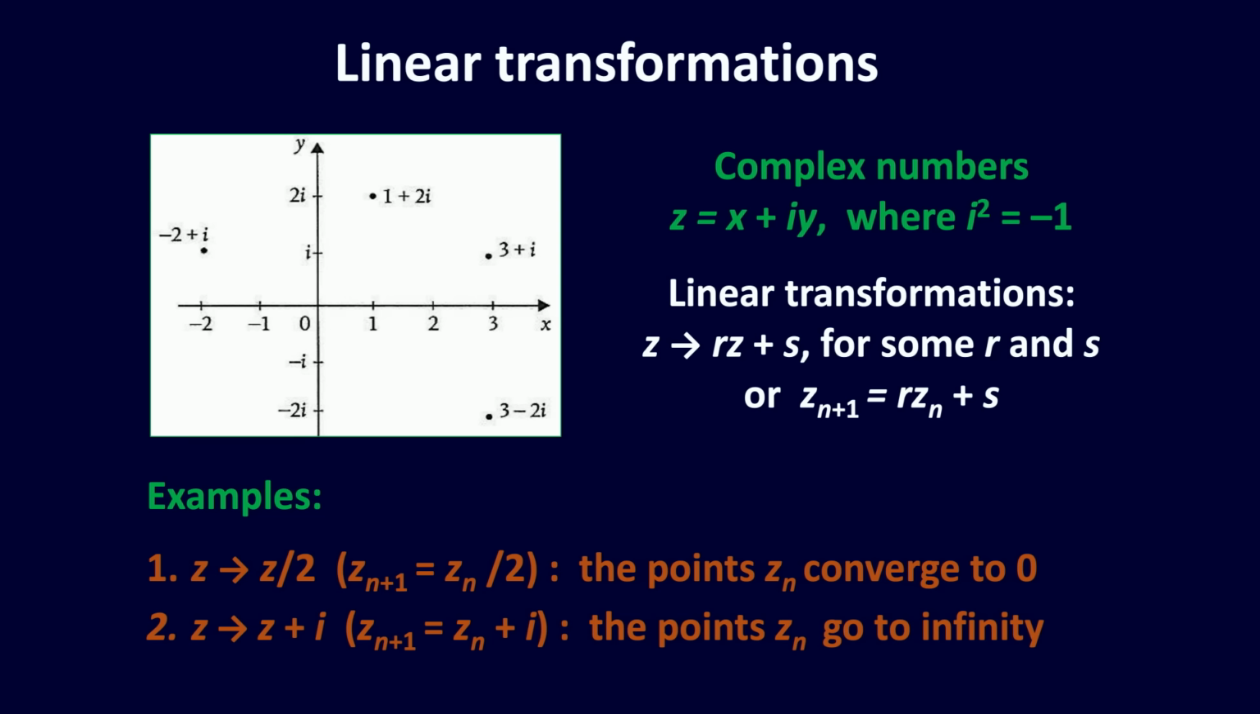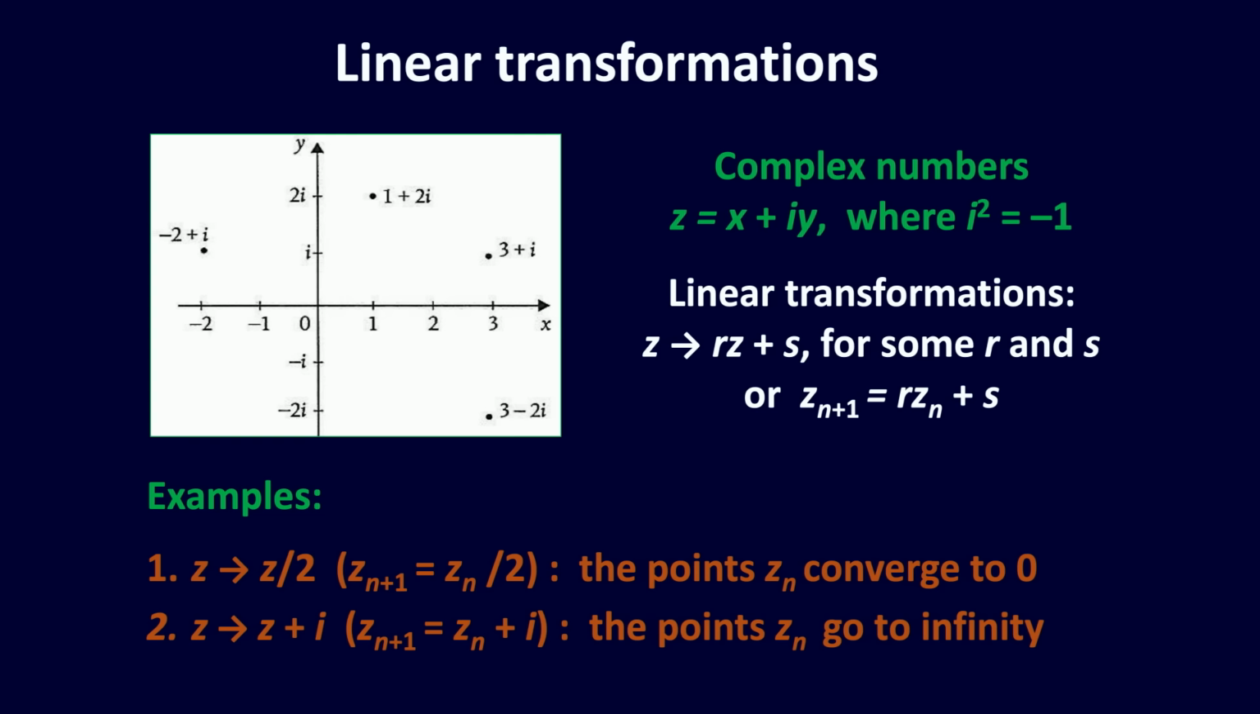And to describe and to understand his approach, in the last few minutes, I'm going to consider first linear transformations of the plane of complex numbers, in which each point z is mapped to rz plus s, where r and s are constants. So examples of such transformations listed below send each point z to z over 2, half of z, and to z plus i, where i is the imaginary square root of minus 1.